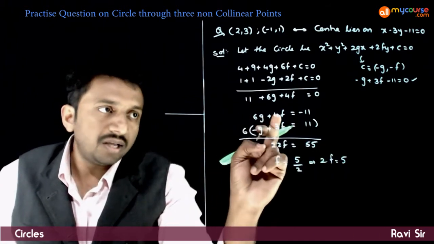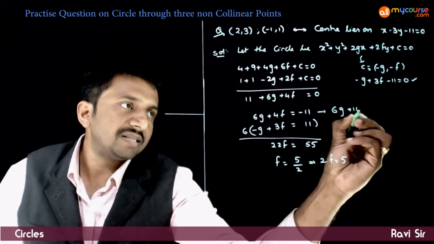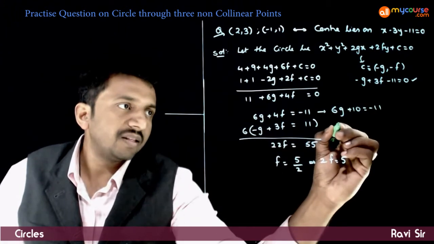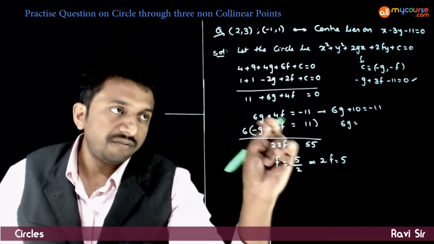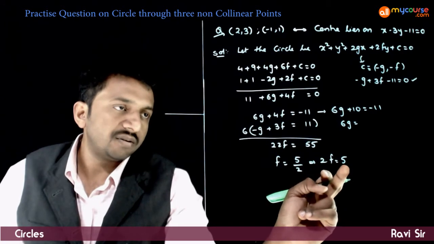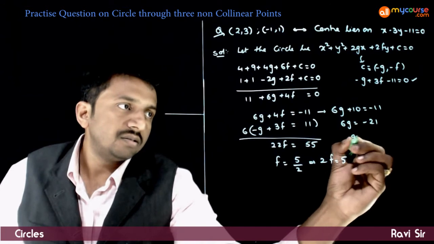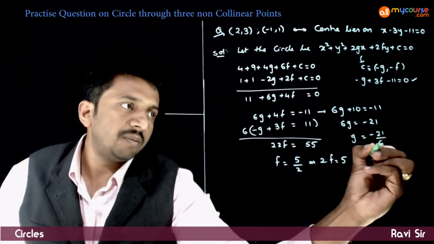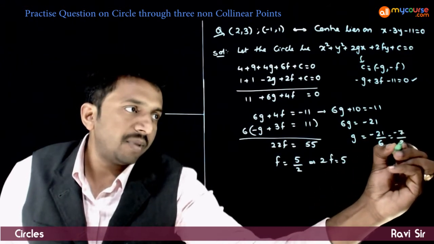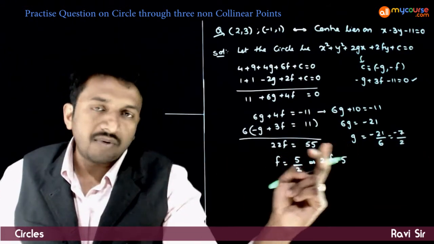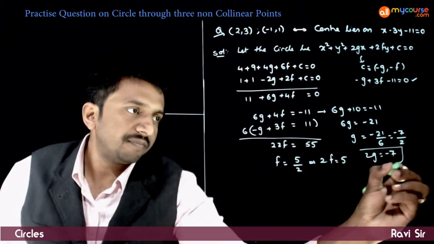Now let us substitute f in this equation. So 6g + 10 = -11. So 6g = -11 - 10, since 2f is 5, 4f is 10. So -21. So g = -21/6. So if you cancel 3 out, -7/2. So you got the value of g, you got the value of f. So 2g = -7.